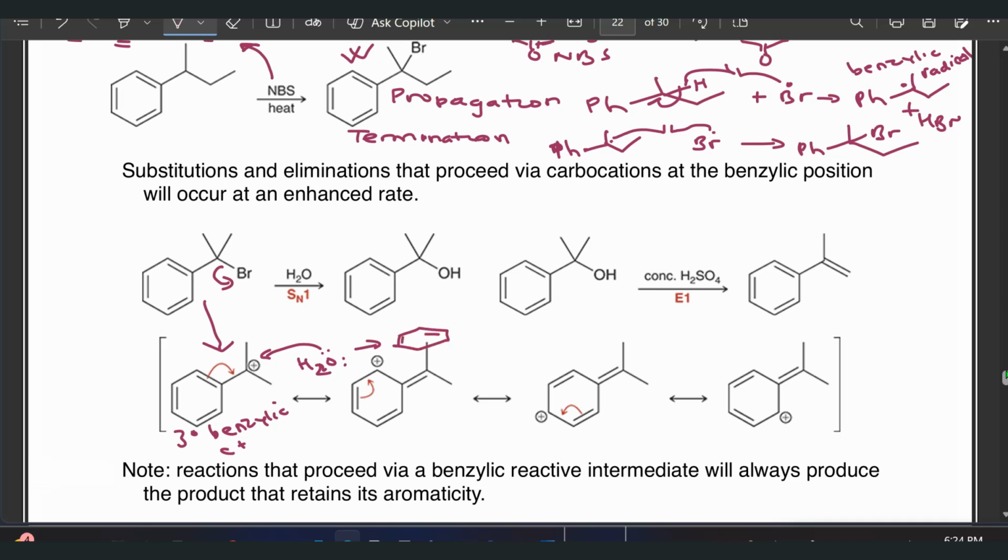This chapter is mechanistically heavy. The mechanisms that you need to really practice are coming. So you get water attacking there, then you do proton transfer, just as in typical SN1 from organic one. You get your product.